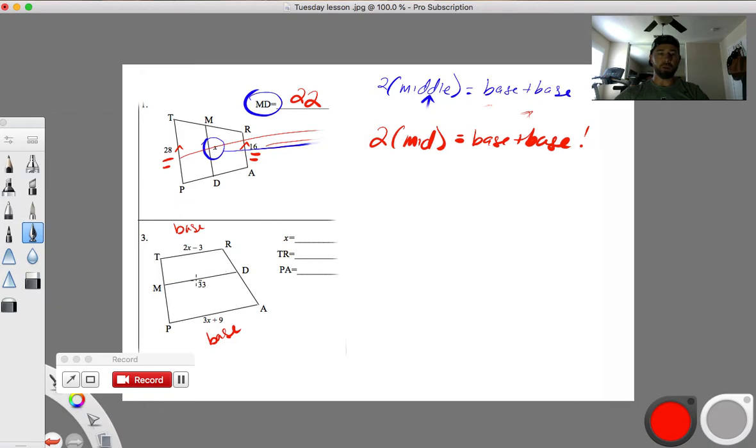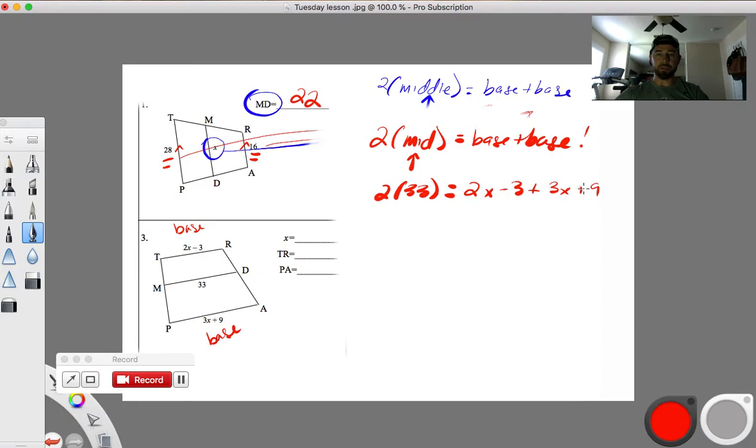Well, our middle's 33, so guess where we're going to put that? In the middle, right? 2 times 33 equals base plus base. Well, what's our base? This guy's a base, 2x minus 3. This guy's a base, 3x plus 9. We add them, right?